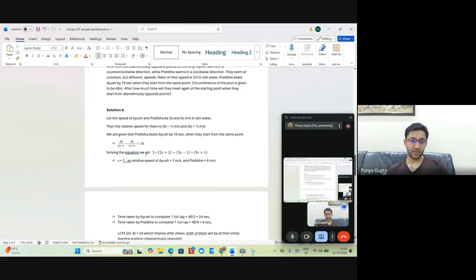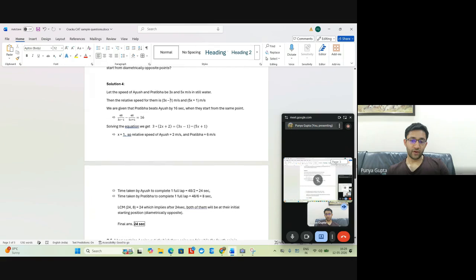Solving this equation gives us x is equal to 1, which means that relative speed of Ayush is 2 meter per second and Pratibha is 6 meter per second. This directly follows that time taken by Ayush to complete one full lap is 48 upon 2 or 24 seconds. And likewise for Pratibha, it is 48 upon 6 or 8 seconds.